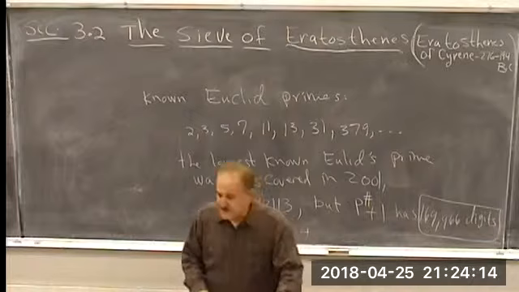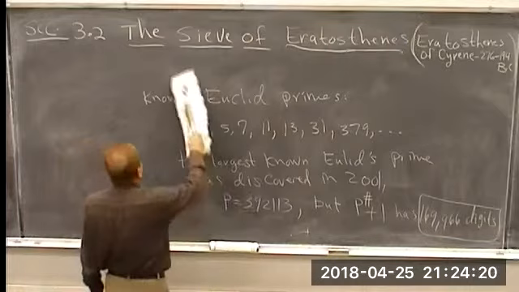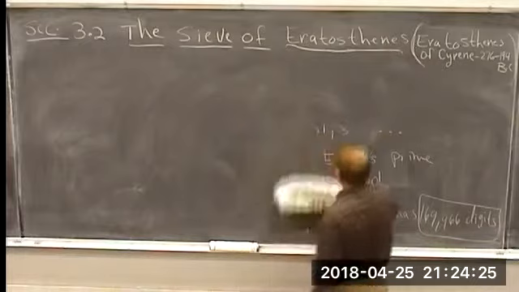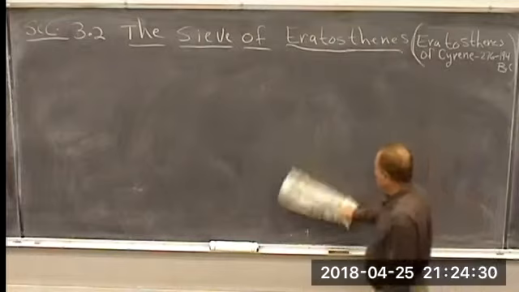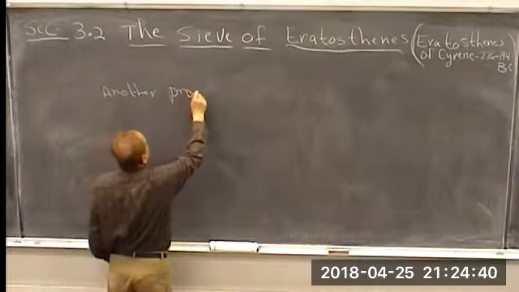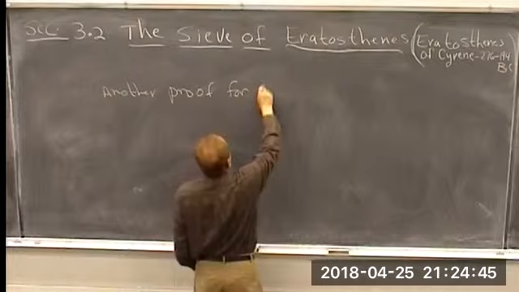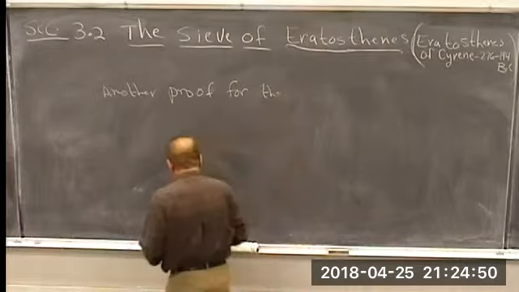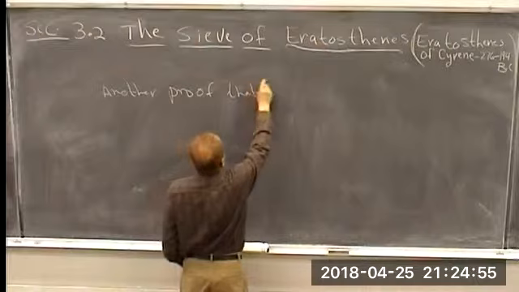Since Euclid's proof that there are infinitely many primes is so simple, there are, as I said, many proofs, and here is another proof that there are infinitely many primes.